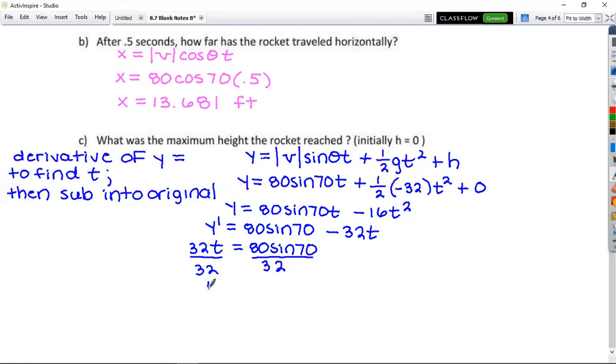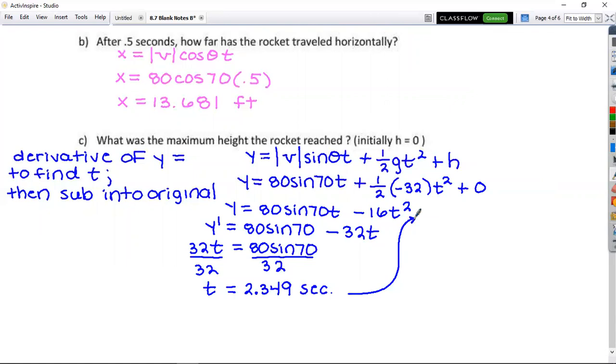Anyone have this yet? That's okay. I know, it's hard to write and calculate at the same time. So 80 sine of 70 divided by 32 is equivalent to, I got 2.349 seconds. That's when the maximum occurs at. It is not the actual height. So now to find the actual height, you're going to sub it back into the original, which is this line right here. Again, not the derivative, the original. So this is going to get subbed right in.